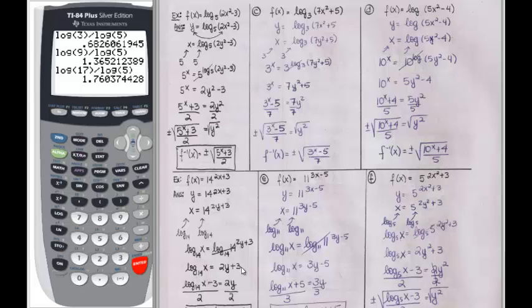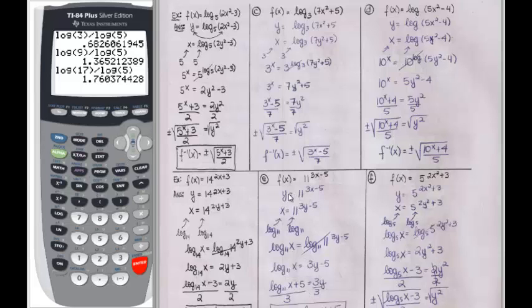I'm going to move the 3 to the other side. We get 2y equals that. How do I get the y alone? Divide both sides by 2. That's your inverse. Okay, here are two more examples.